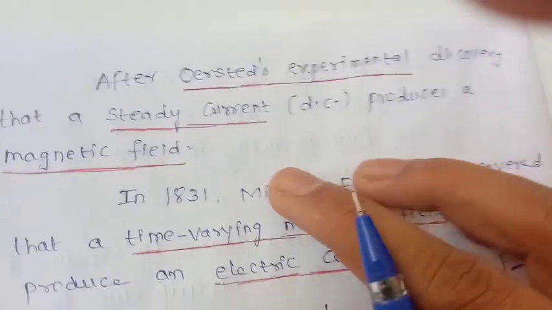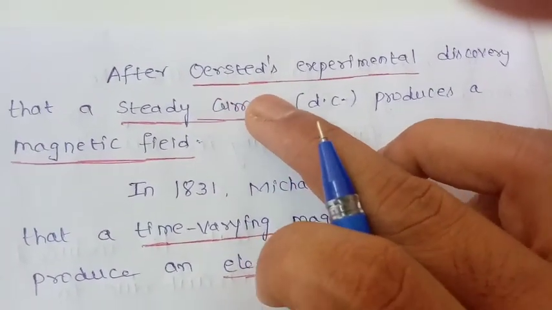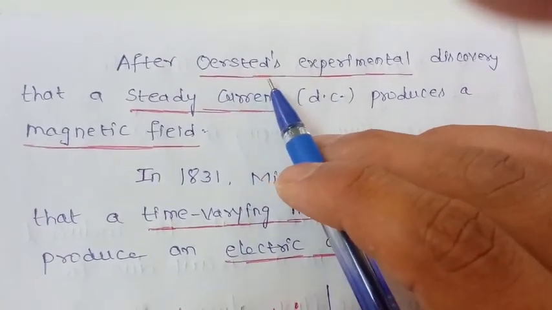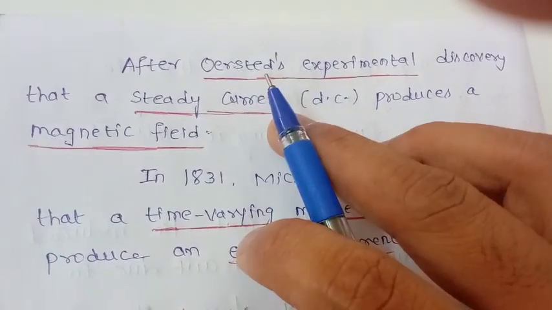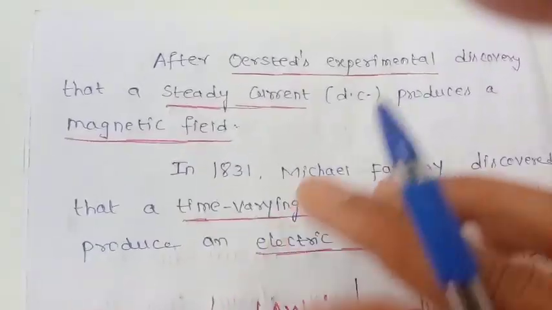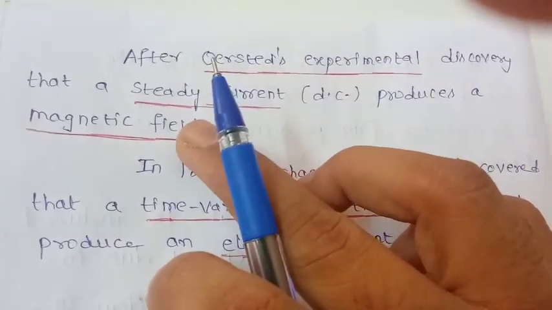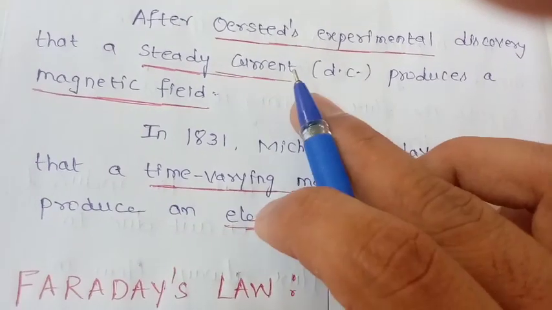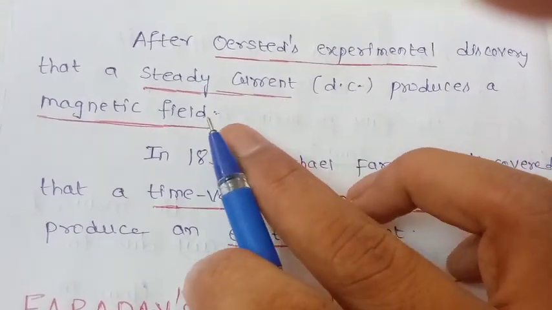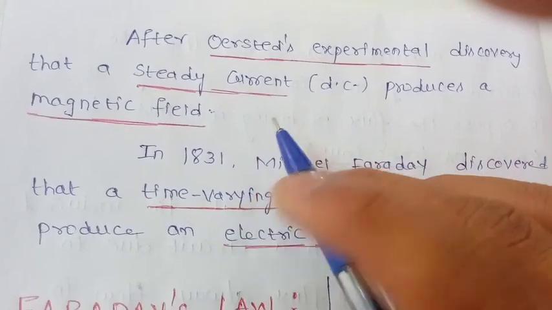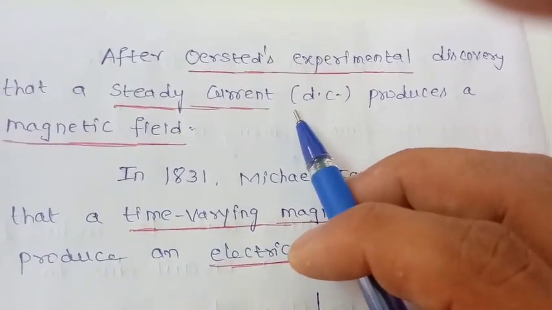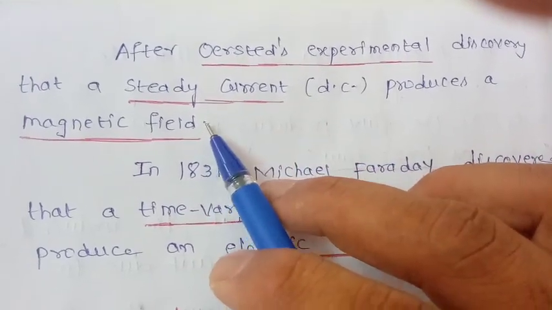Now, we know that in the second unit we have seen that after Ørsted's experimental discovery, a steady current, that means a DC current, produces a magnetic field. That means it is clear that Ørsted experimentally proved that a DC current is responsible for producing a magnetic field.